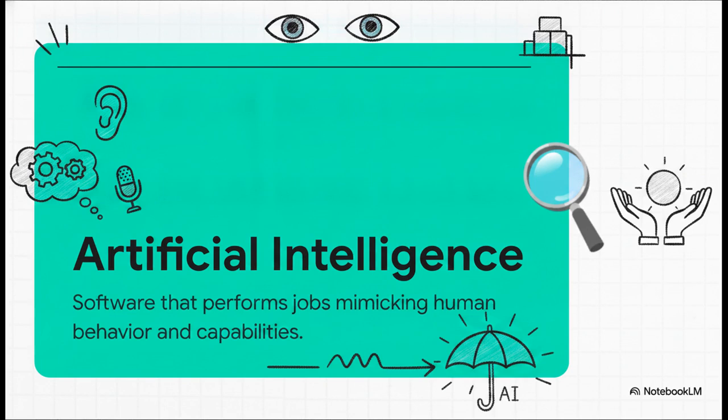Let's look at that outermost doll first, artificial intelligence. Basically, AI is just the big umbrella term for software that performs jobs that mimic human behavior and capabilities. So whether it's a chessbot trying to anticipate your next move or your smart speaker parsing your voice commands, it's really just the broad outcome of a machine acting in a human-like way.